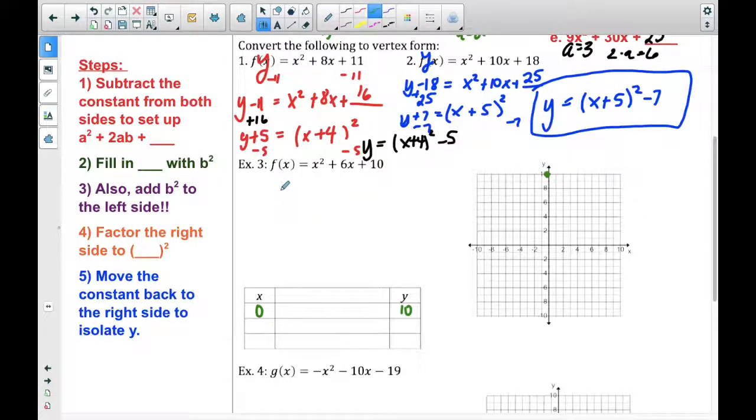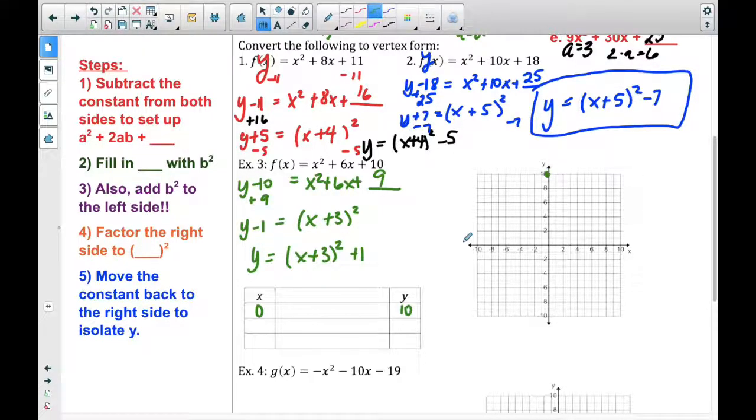I do need to do completing the square. To start completing the square, I'm going to subtract my 10. Now that I've subtracted my 10, I need to figure out what goes in the blank. You have to take half of this, so 3, square it. Okay, 9 goes in the blank, but if I add 9 over on the right, I also have to add it to the left. So actually on the left, I now have y minus 1. On the right-hand side, I can factor this to a perfect square. My last step is to move that 1 back over where it belongs. And now I'm in vertex form.